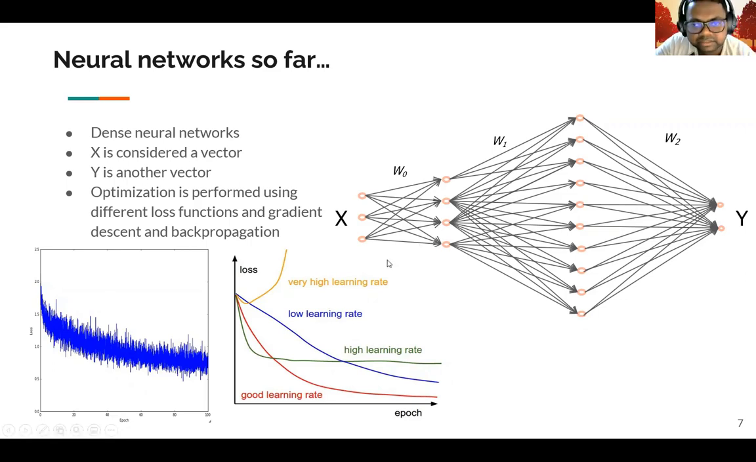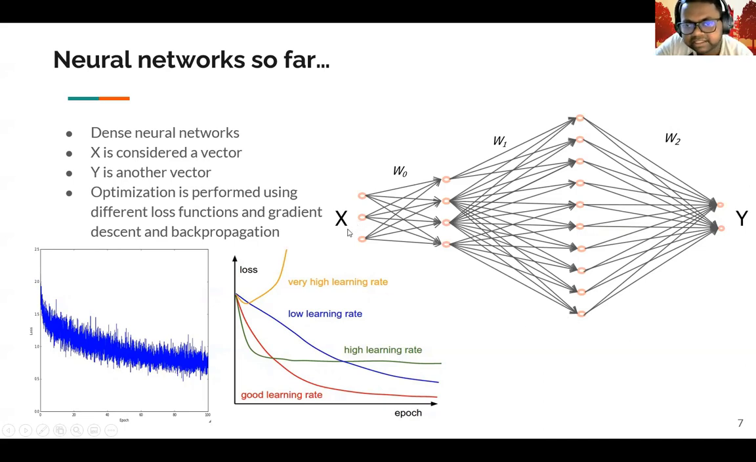So in other words, what's happening is you have a dense vector X and a target vector Y, which is again a dense vector. And from this dense vector X to dense vector Y, you are performing a training for such a dense neural network.